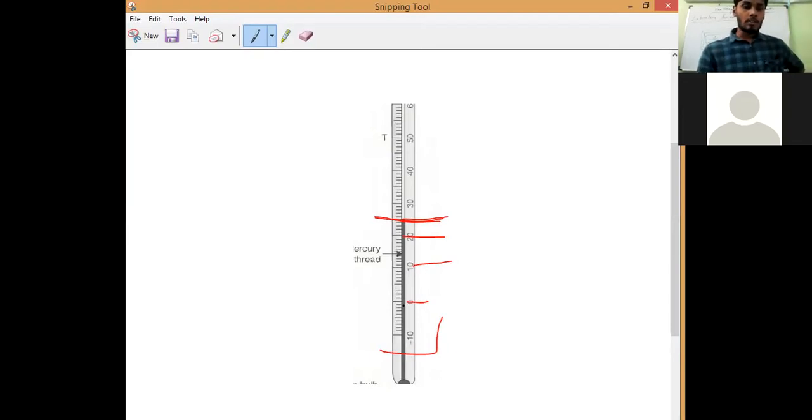So from one point to another point, you check it from 0 to 10. How many lines are there?